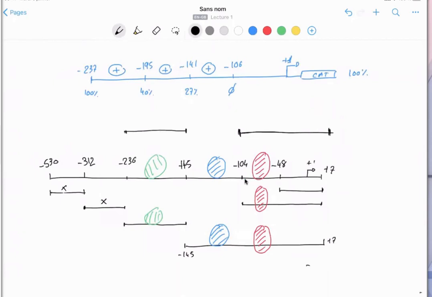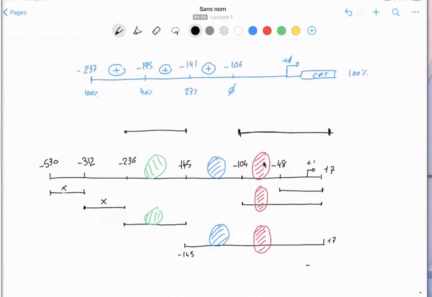I remind you of one thing. In the minus 104 to plus 7 region, there is the red protein. But in the minus 236 to minus 145 region, there is the green protein. We showed that before. So if you use the same fragment as the probe for the competitor, the complex disappears, as normal. But if we use this fragment that we know is able to interact with the green, the red complex is maintained. What can be the conclusion?